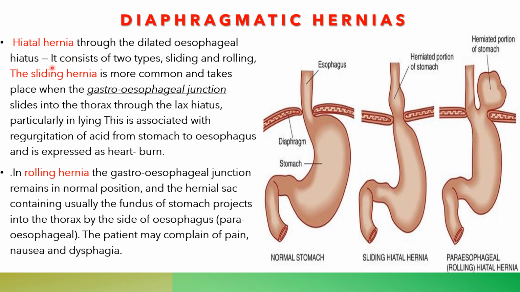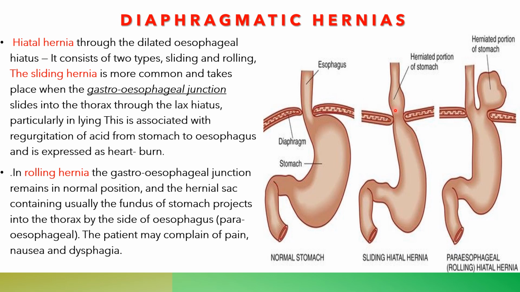This hiatal hernia is classified into two types. One is sliding, the other is rolling type of hernia. Now what is the sliding hernia? Sliding hernia is more common and takes place when the gastroesophageal junction slides into the thorax.